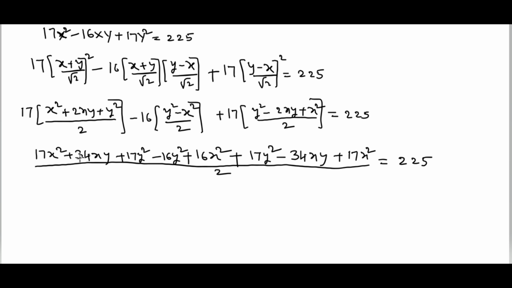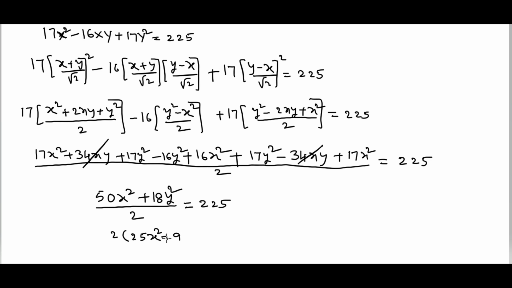That is 17x square plus 16x square plus 17x square, 17 plus 17, 34, plus 16, that is 50x square. Here plus 34xy minus 34xy cancelled. 17y square minus 16y square, that is y square, plus 17y square, that is 18y square, whole by 2 is equal to 225. Take 2 common, that is 25x square plus 9y square by 2 is equal to 225.